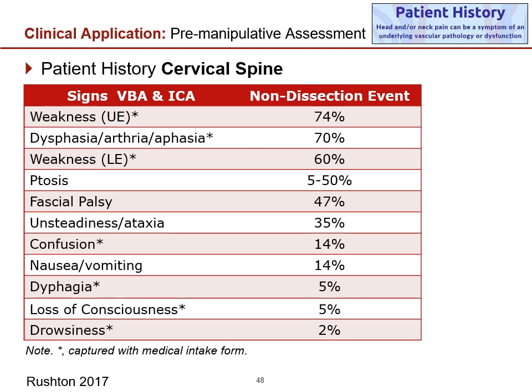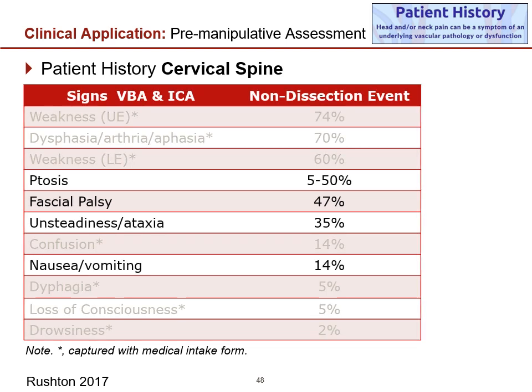Okay, and then the signs and symptoms that overlap in non-dissecting events for these two arteries. So these look pretty familiar. Ptosis, facial palsy captured within the orthopedic or objective assessment, the unsteadiness of gait and or ataxia, which you may also glean within your gait assessment, or simply the patient may offer that to you if they've felt unbalanced or unstable. Also, our falls risk assessment may also capture this. And then the nausea and vomiting is an additional question that you may otherwise need to ask.